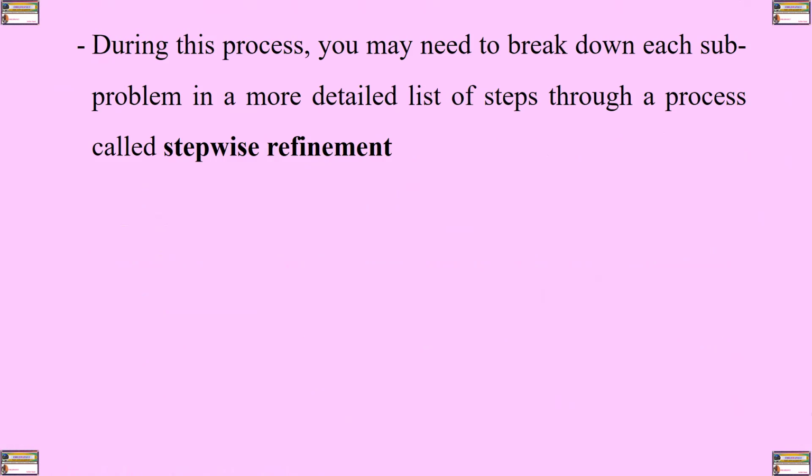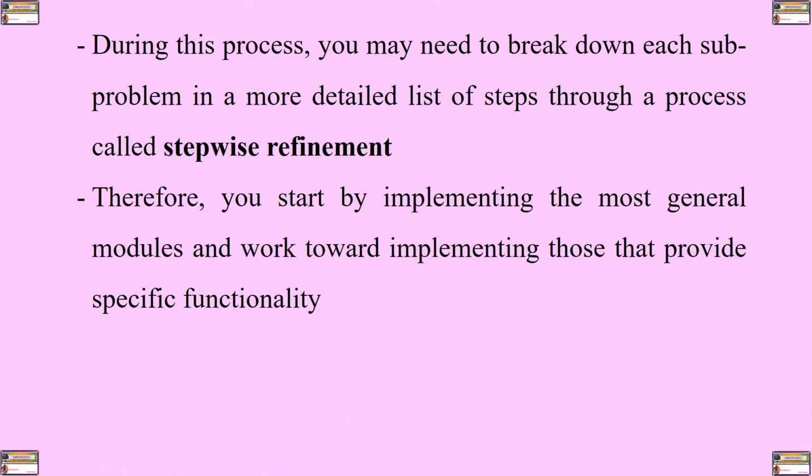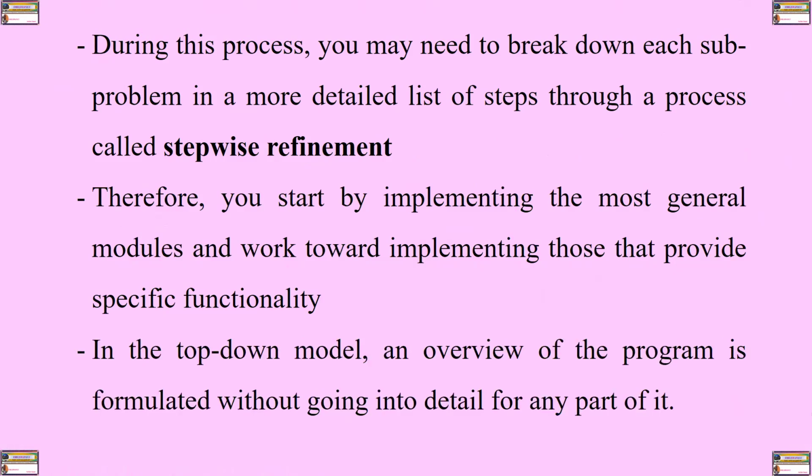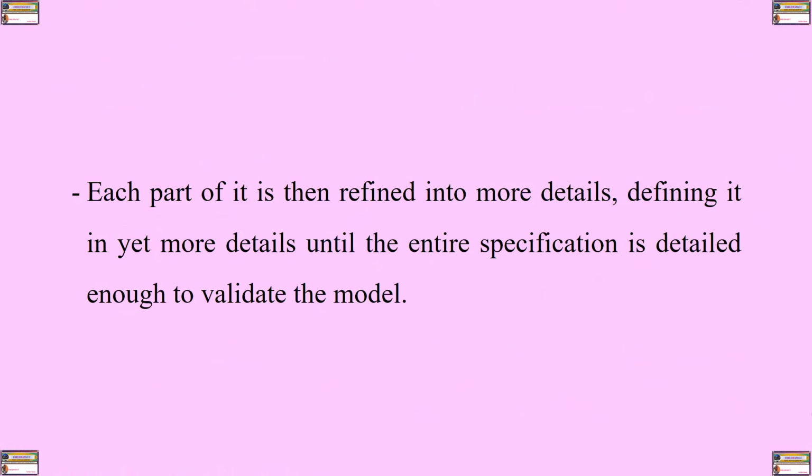During this process, you may need to break down each subproblem in a more detailed list of steps through a process that we call stepwise refinement. Therefore, you start by implementing the most general rules and work towards implementing those that provide specific functionality. In the top-down model, an overview of the program is formulated without going into detail for any part of it. Each part of it is then refined into more details, defining it in yet more details until the entire specification is detailed enough to validate the model.